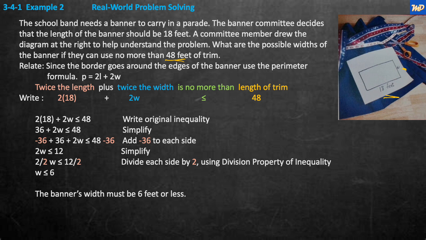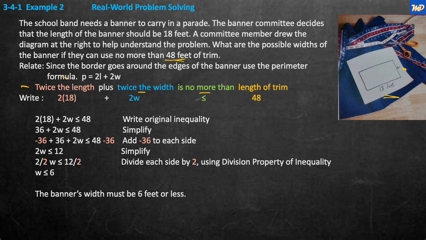So first, let's try to convert this problem into some words that we can write and change into an equation. Since the border goes around the edges of the banner, use the perimeter formula. Perimeter, P is equal to 2 times L plus 2 times W. 2 times length plus 2 times the width. So here it is. Twice the length plus twice the width is no more than, because they have 48 feet, they can't use any more than 48 feet. No more than the length of the trim, 48 feet.